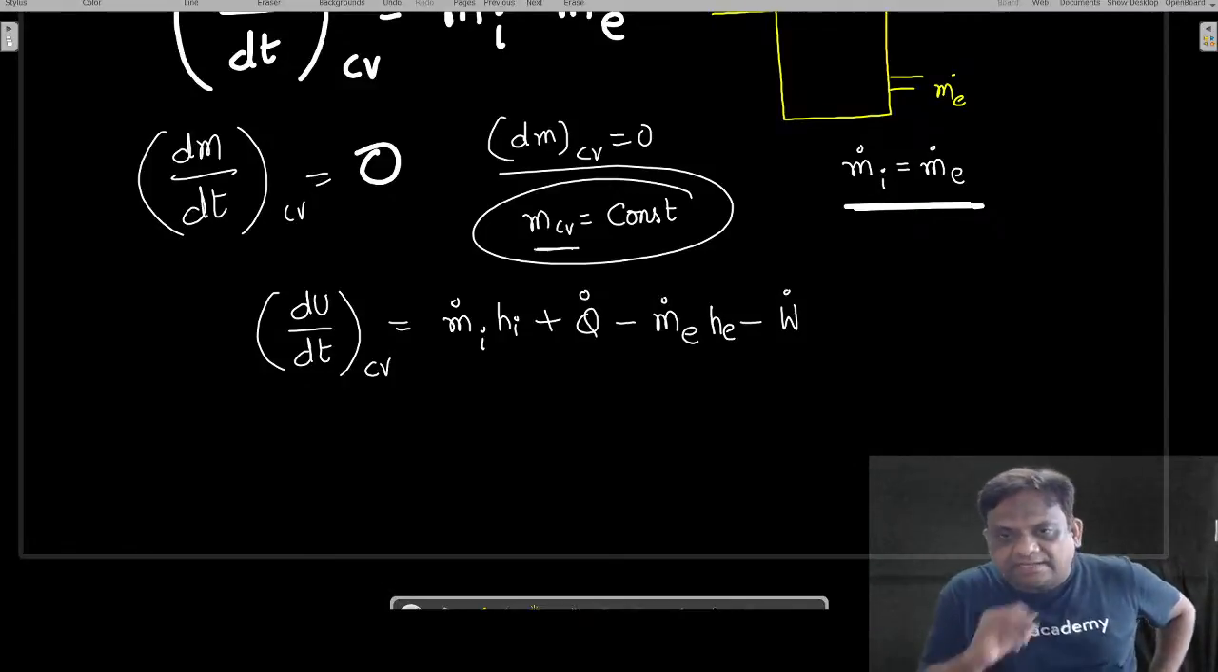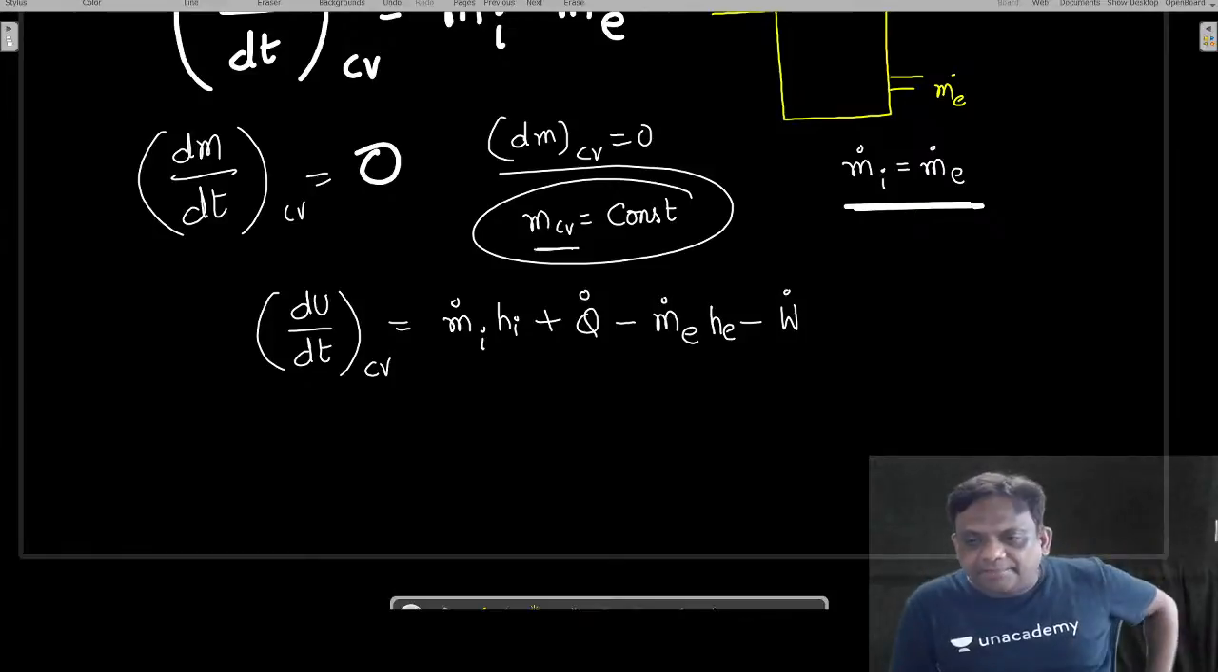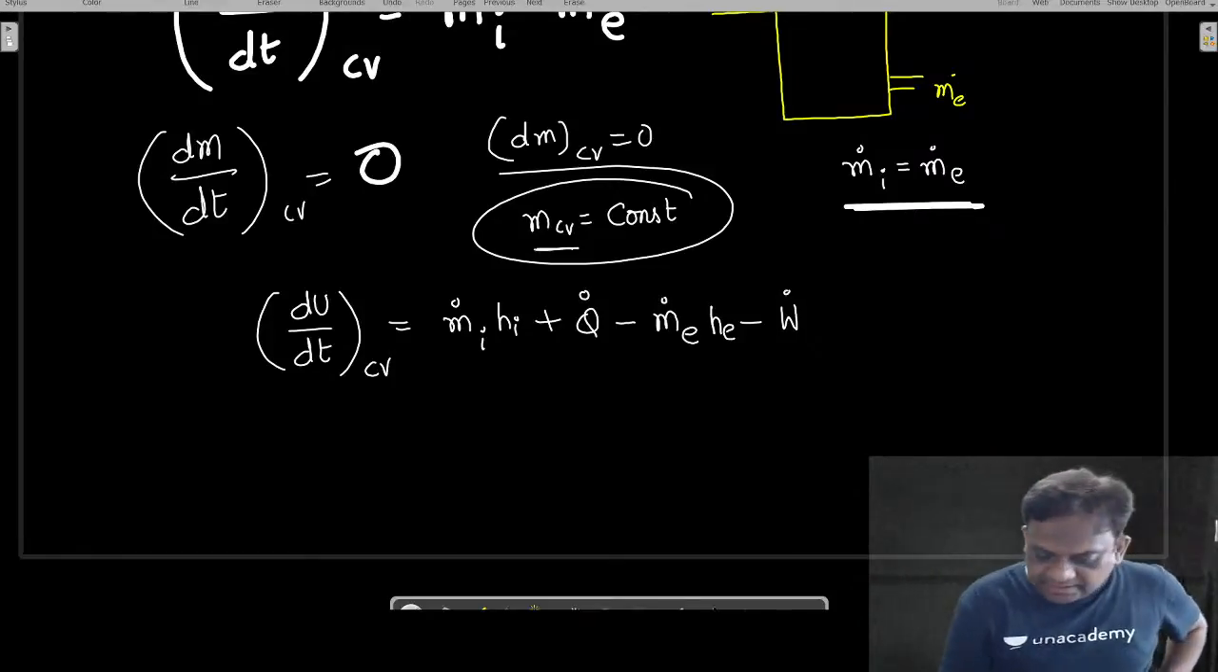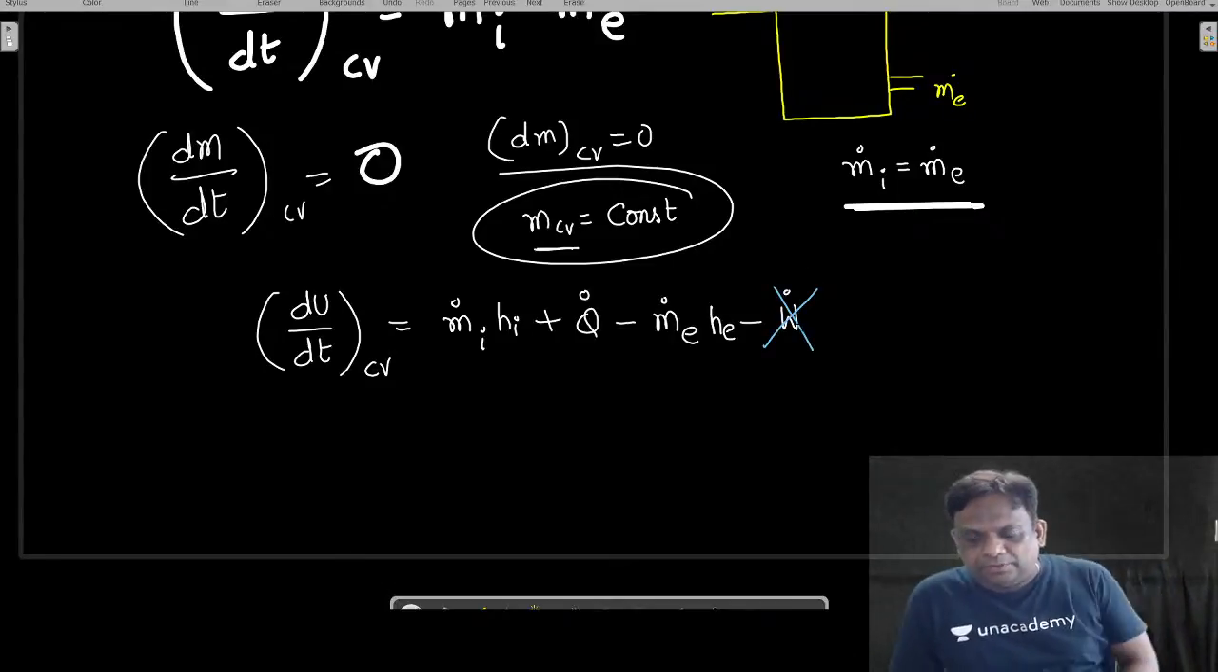Can you tell me what is the work? Is the tank doing any work? There is no work. So I will put this as 0. इसको हम 0 put करेंगे.